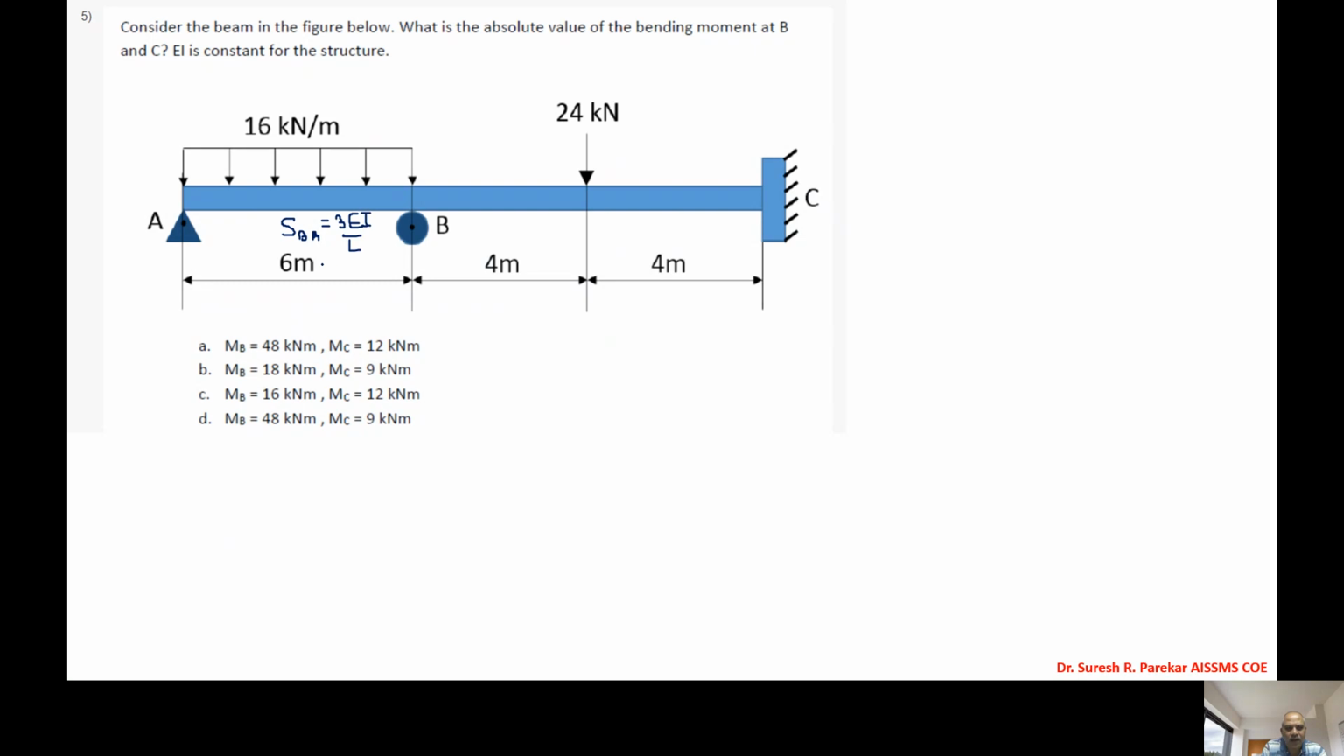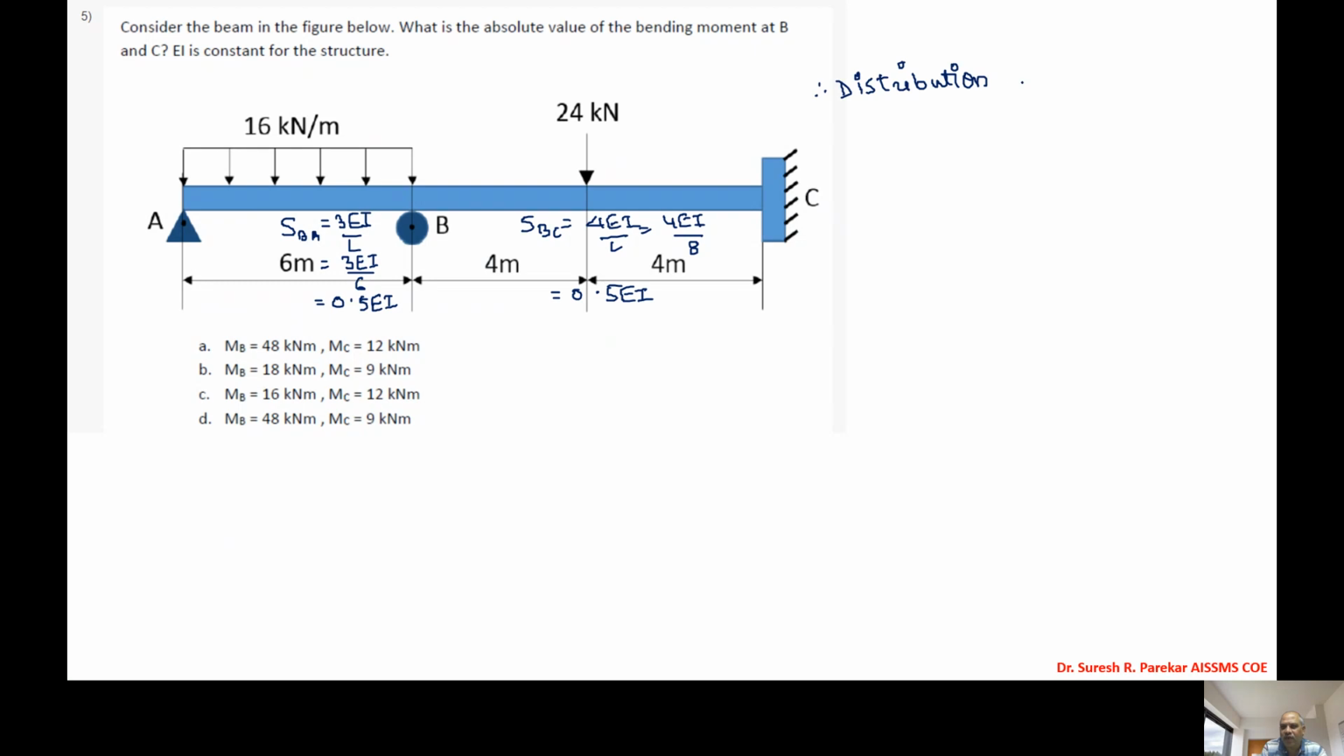If we put in the value, we get 3EI by 6, and that is equal to 0.5EI. Now if we go for the stiffness of BC, then we have 4EI by L, which is equal to 4EI by 8, and that is equal to 0.5EI. As we have the same stiffness for both, we will get the same distribution factor.